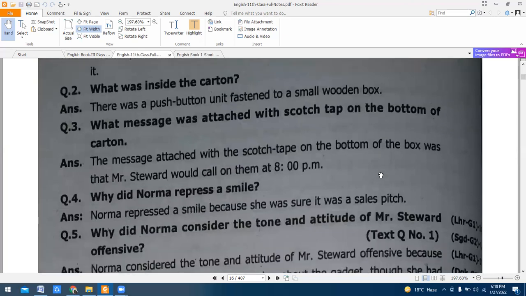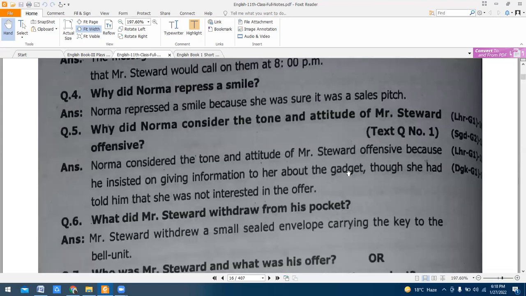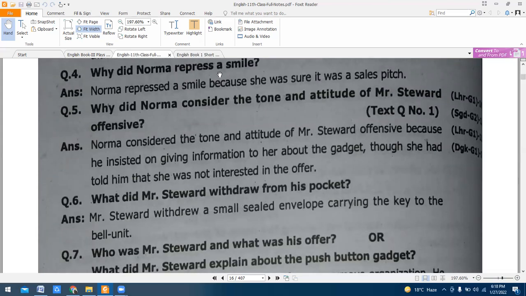Additional question 2. What was inside the carton? There was a push button unit fastened to a small wooden box. What message was attached with scotch tape on the bottom of the carton? The message attached with the scotch tape on the bottom of the box was that Mr. Stewart would call on them at 8 p.m. Question 4. Why did Norma repress a smile? Norma repressed a smile because she was sure it was a sales pitch.